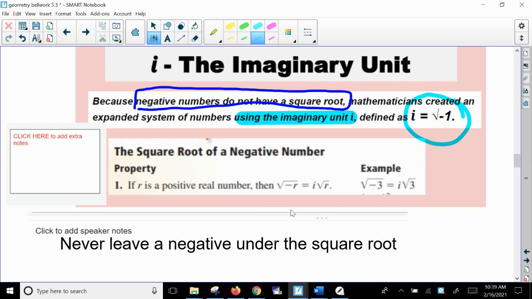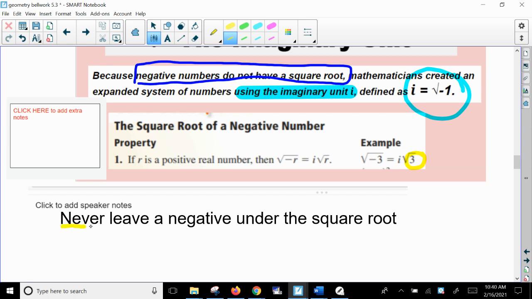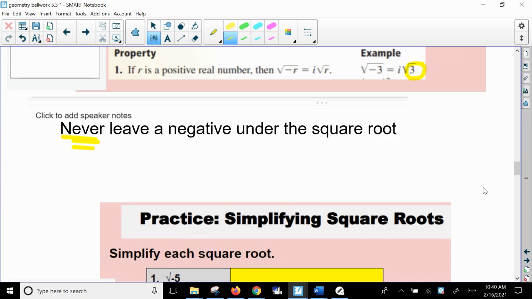Okay, anytime your square root is a negative, you will turn a negative into a positive by taking i out. Then whatever your square root number is, if it's possible to simplify it, you will simplify it. So rule of thumb, never ever leave a negative under the square root. Always take an i out so that you can turn it into a positive.